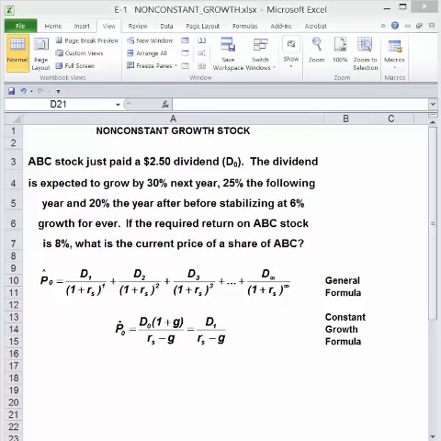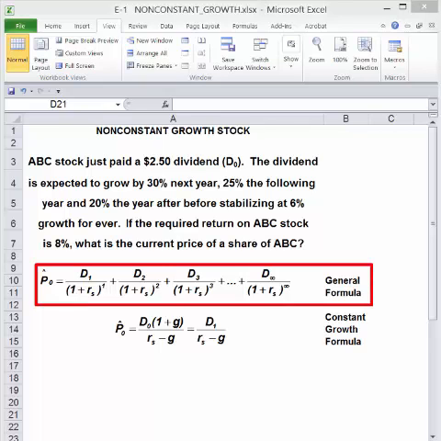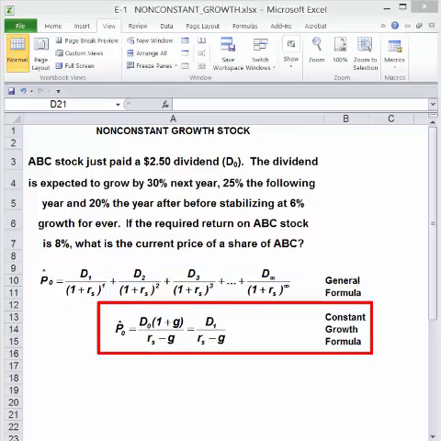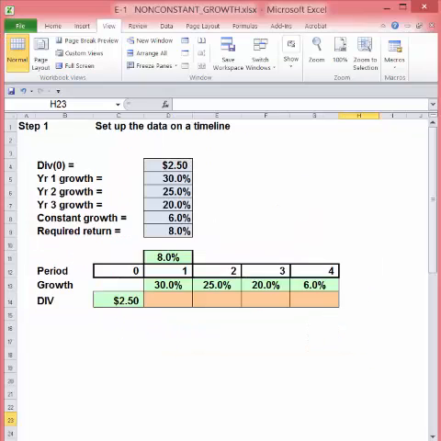ABC Company just paid a $2.50 dividend. The stock is expected to grow at non-constant abnormal rates for 3 years and then stabilize at 6% growth forever. We can't use the constant growth formula for obvious reasons. We can use the general formula for the non-constant growth portion and then use the constant growth formula after the growth stabilizes. The first step is to set up the given data on a timeline.